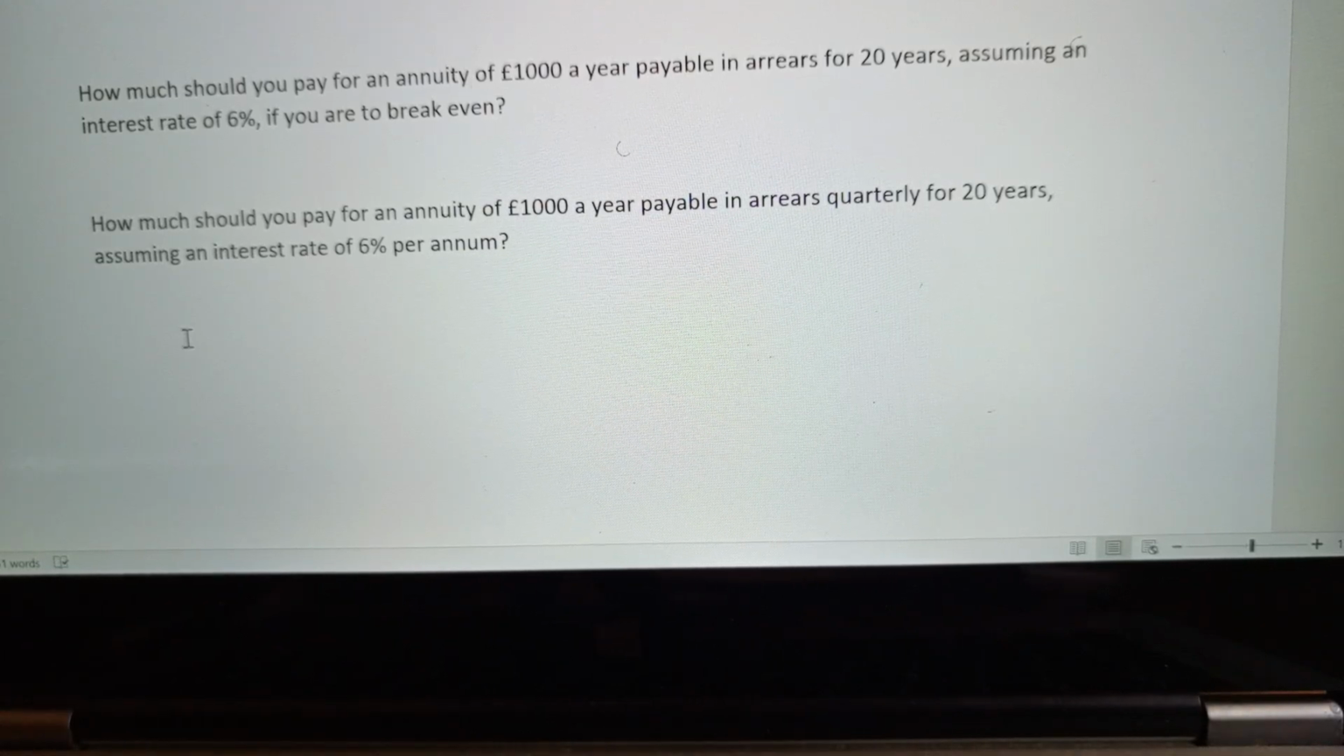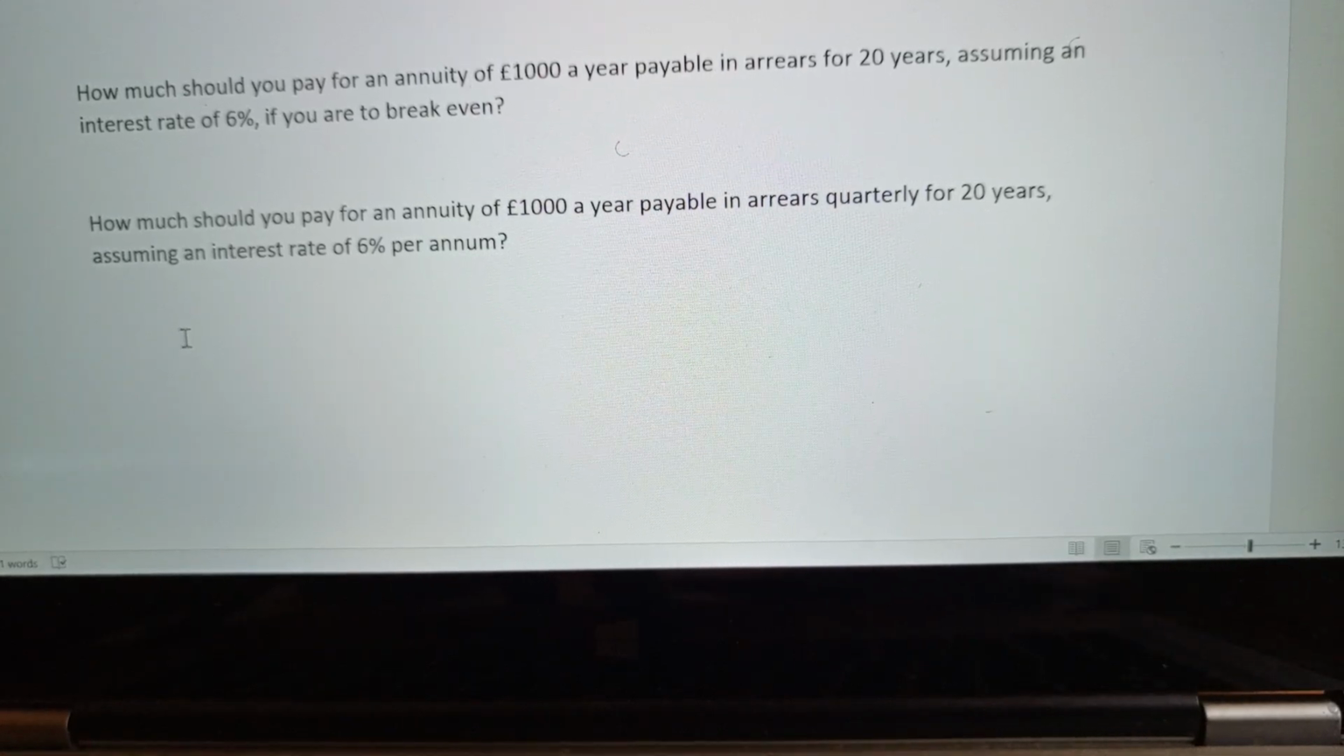So this question required a little bit of thinking. So how much should you pay for an annuity of €1,000 a year payable in arrears? So each and every quarter you will be paying a sum of 250, but 250 plus 250 plus 250 plus 250, giving the €1,000 you are given in the question. So we have the same formula, which is present value is equal to, so we have the annuity to be 250.